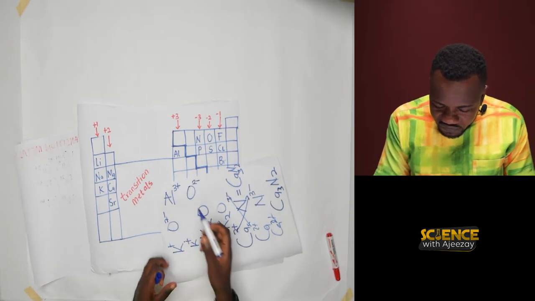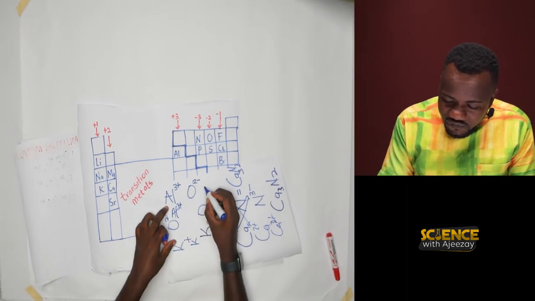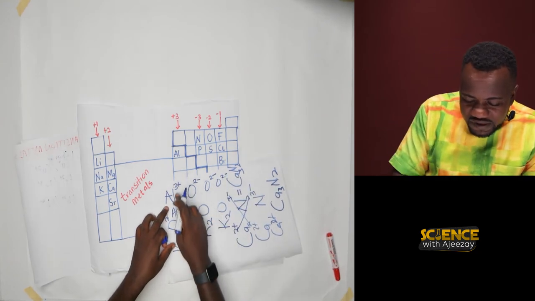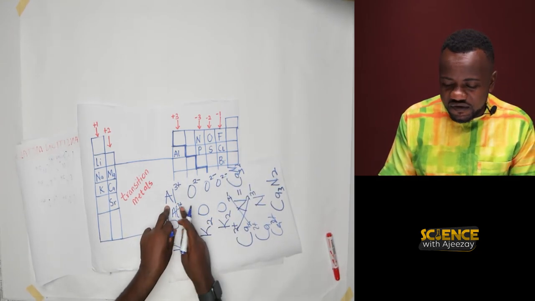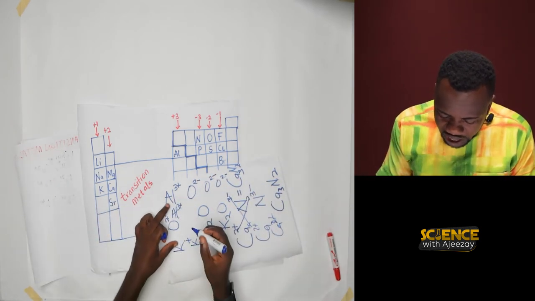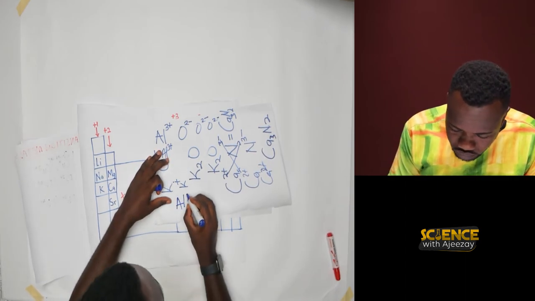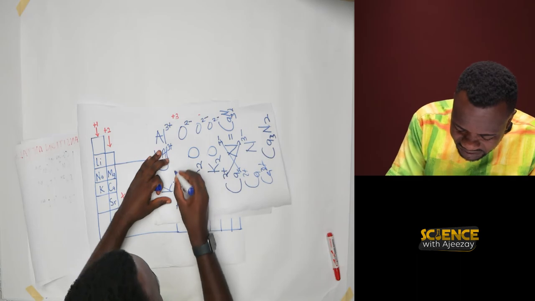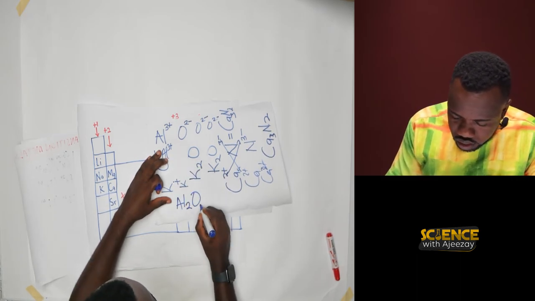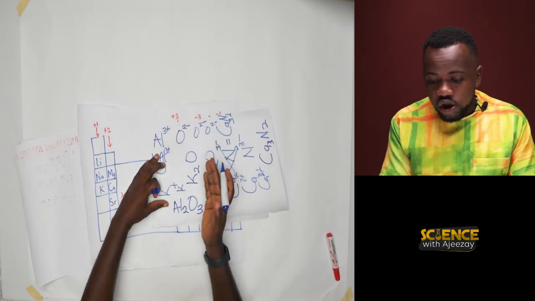So it means you have aluminium 3 plus, 1, then you have oxygen 2 minus, and then oxygen 2 minus. So this plus this is 6 plus, and this is 6 minus. When they come together, it's 0. So the formula for this is Al. You need 2 of this, so Al2, and then O3.